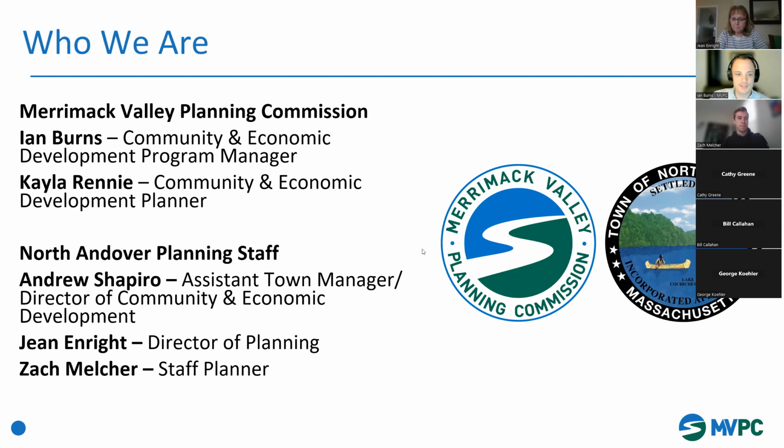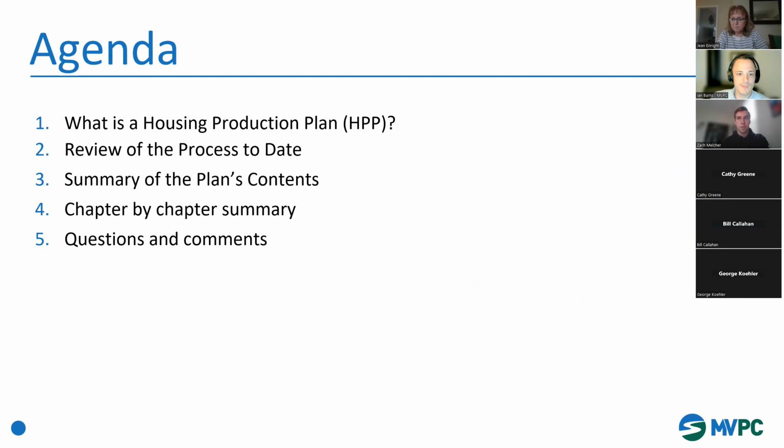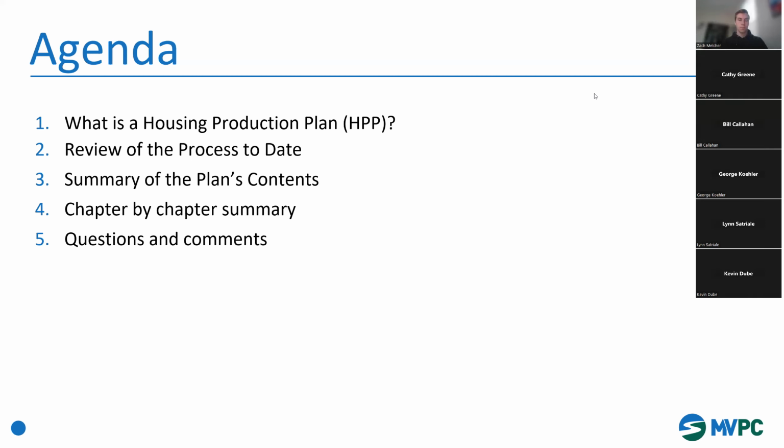So with that, let's hop into things a little bit tonight. Our agenda, we're going to start off talking about what exactly is a housing production plan, what is the process, and what is the point of the document. Then talk about the process that we went through. Then we'll review the plan's contents and what each section is. After that, I'm going to dive into a bit of a chapter by chapter summary of the plan itself. And throughout this, we'll pause twice for questions and comments if folks want to ask any clarification questions, or offer any comments on their thoughts as the plan is shaping up.